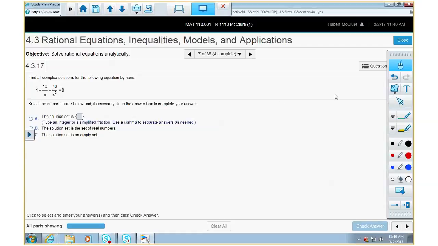1 minus 13 over x plus 40 over x squared is equal to 0.